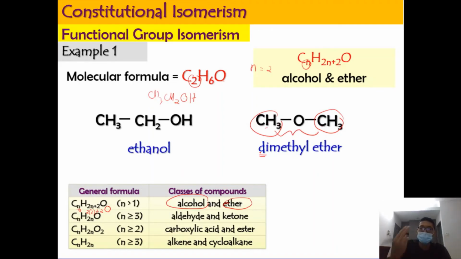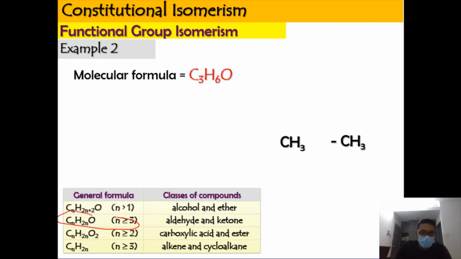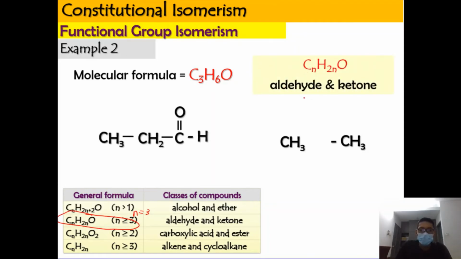So you will learn about the naming in the next chapter. Now going to example number 2, where we have a molecular formula of C3H6O. So C3H6O, it applies to here, where n is equal to 3. So C3, H 2 times 3 becomes 6, and O here. So you can draw an aldehyde and ketone.